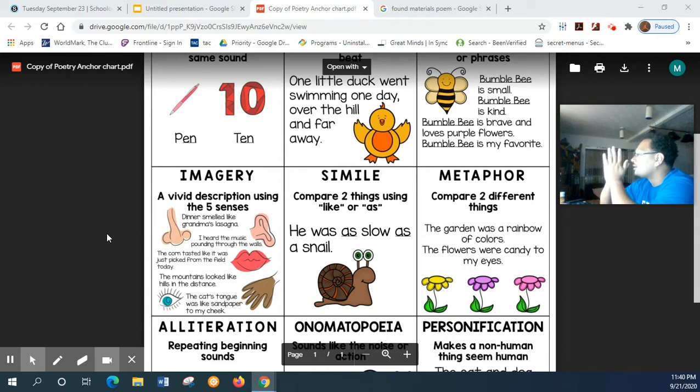All right, and metaphor. Compared two different things. The garden was a rainbow of colors. The flowers were candy to my eyes. Now remember, metaphors are written to create colorful language and are not written to be literal. Remember that, right? The garden was a rainbow of colors. Yeah, it's possible, maybe. Flowers were candy to my eyes. Flowers can't be candy, people. They just can't be candy. You might think it was candy till you eat the flower and realize it wasn't candy.